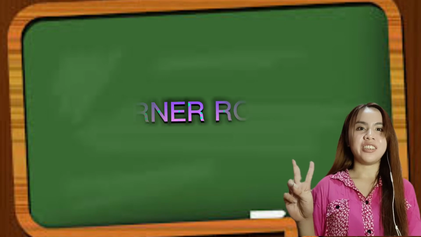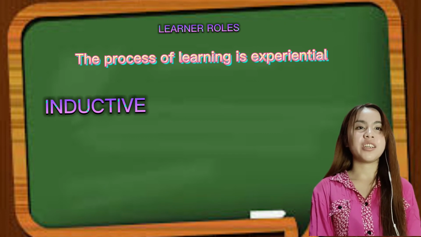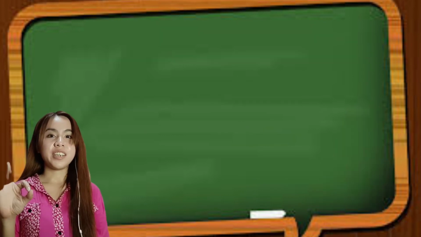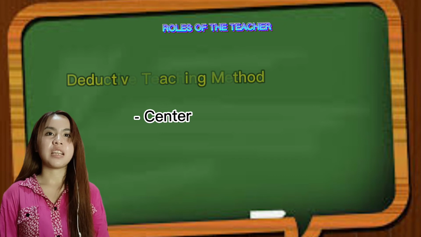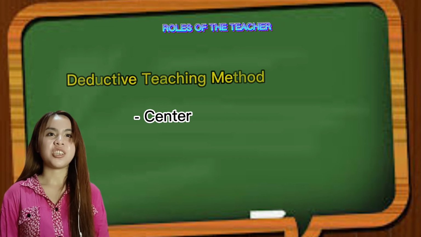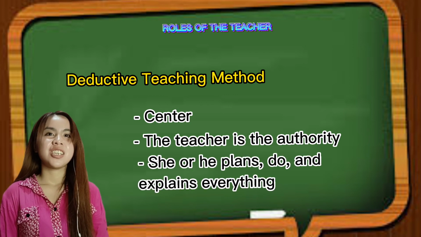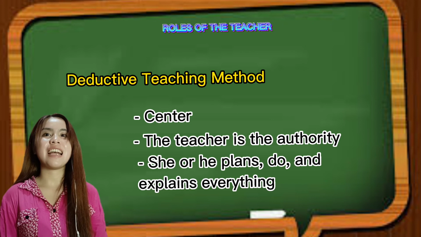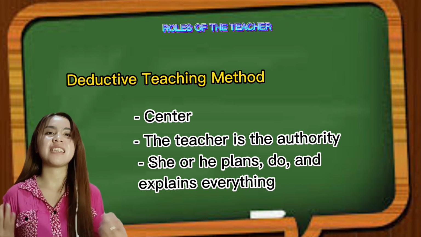Second is the learner roles. The process of learning is experiential in the inductive approach, while it is more traditional and descriptive in the deductive approach. Third is the role of the teacher. The teacher's role is front and center in the deductive teaching method. The teacher is the authority of the classroom. She or he does more than teach. She or he also plans lessons, sets the rules and examples in order, and then explains everything.